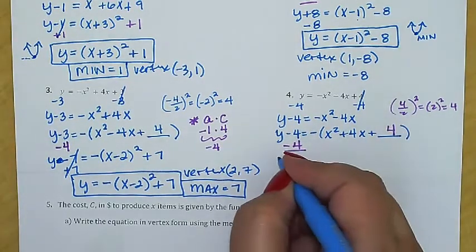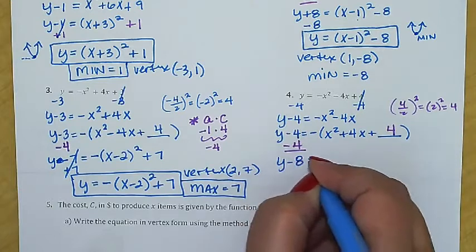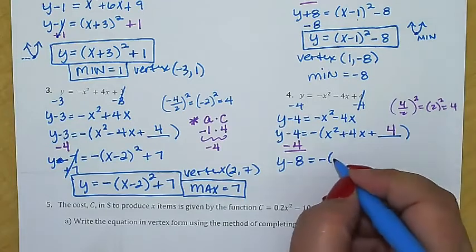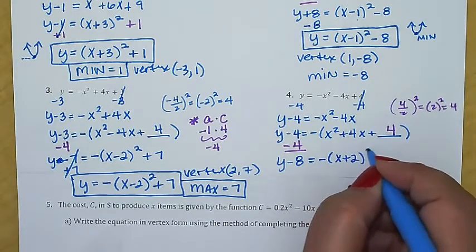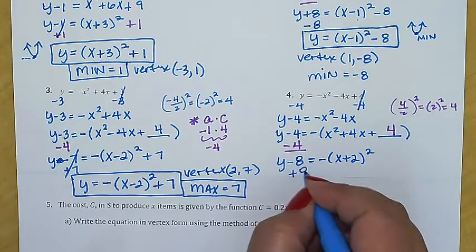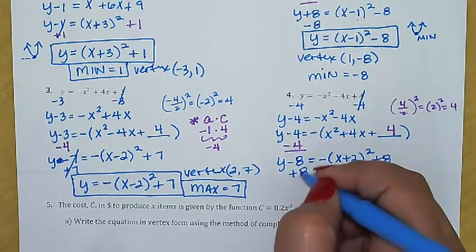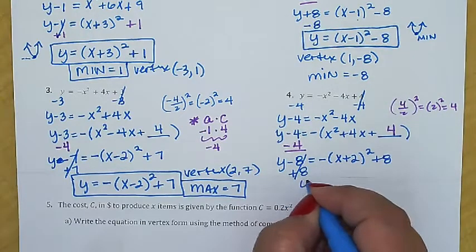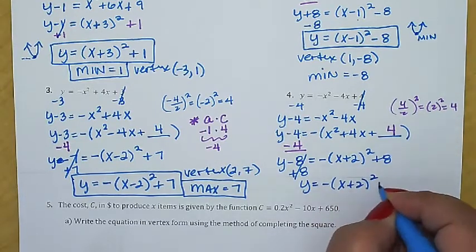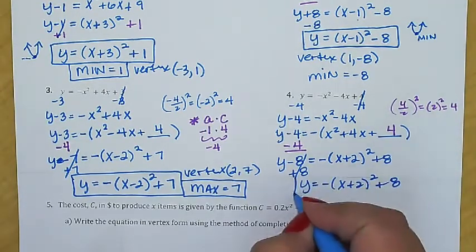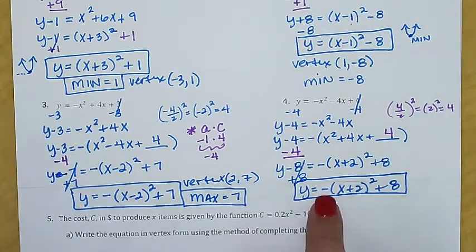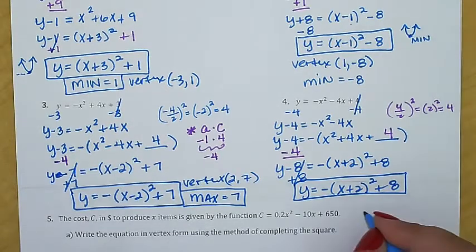Okay, so now we've got y minus 8 is equal to negative, and then this perfect square can be rewritten in power form. And then last but not least, we move the 8 back to the other side, just like that. And so we get y equals, there's our negative, x plus 2 to the 2nd power plus 8. And that is the vertex form of our parabola. This opens downward once again, so it's got a max.